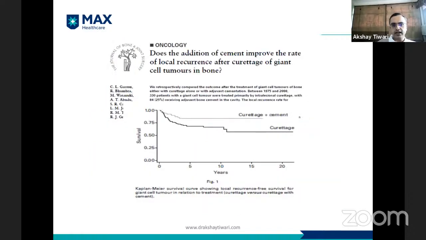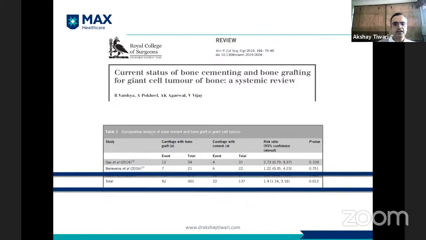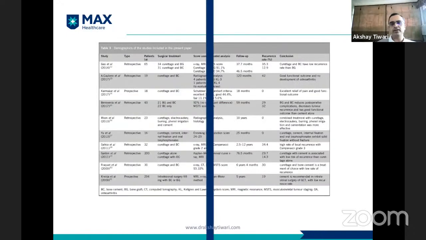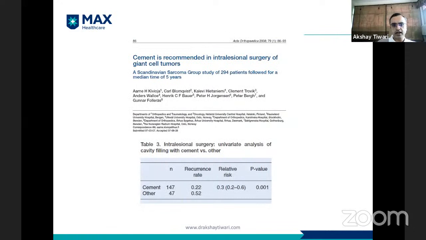A lot of work again says that cement does improve the rate of local control. And this recent meta-analysis also showed that cement actually reduces the risk of local recurrence, and that is a huge advantage. Again, the Scandinavian Sarcoma Group points towards the same outcome.